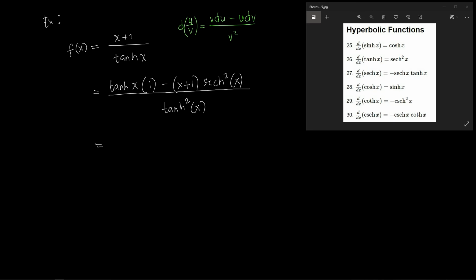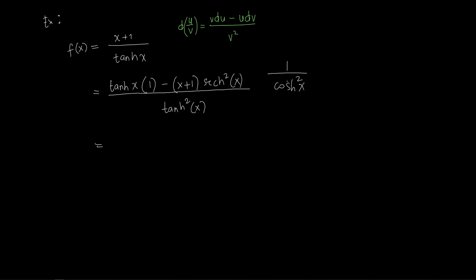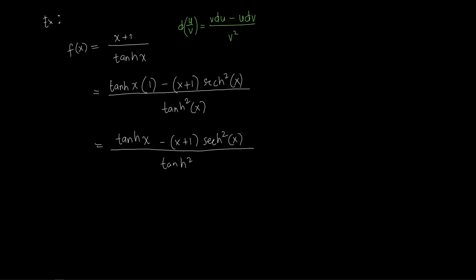Si second, di ba? Ano man si second? 1 over cosine hyperbolic of x. Then, si tangent pod kay sine over cosine. So, parehan sila cosine ang diba? So, wala kay mabuhat. Ani? Tangent hyperbolic of x minus x plus 1 over tangent hyperbolic square x. Pwede na na. Wala tayo mga buhat.